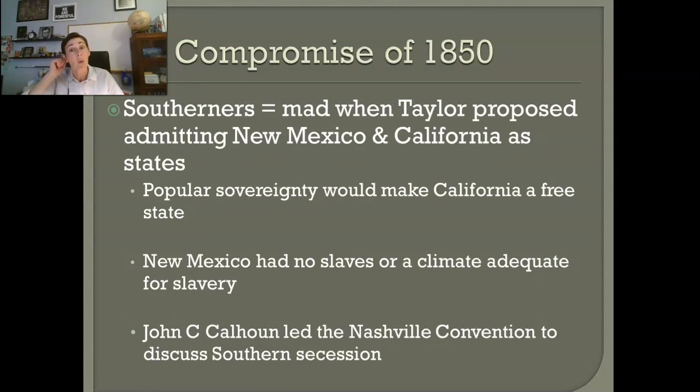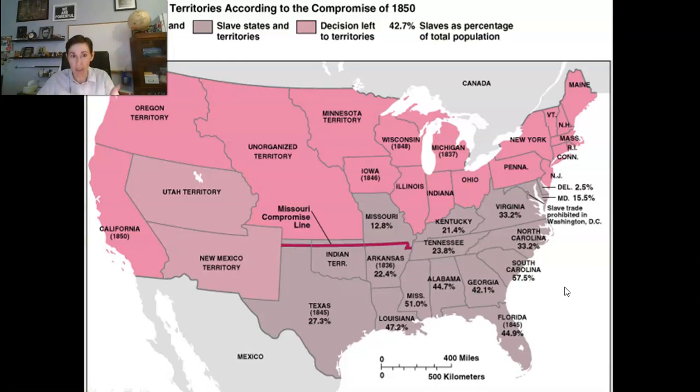Southerners got mad when President Taylor proposed admitting New Mexico and California as states. They thought popular sovereignty would make California a free state. New Mexico had no slaves or a climate adequate for slavery. So in their mind, they were losing out on everything. So we almost seceded here in 1850, right? And Calhoun, yet again, this guy just won't go away. He's leading the charge. He led the Nashville Convention to discuss the possibility of secession. It didn't end up happening at this point, but obviously we know eventually we get there.